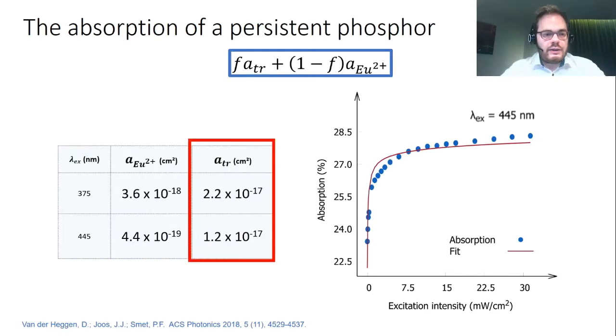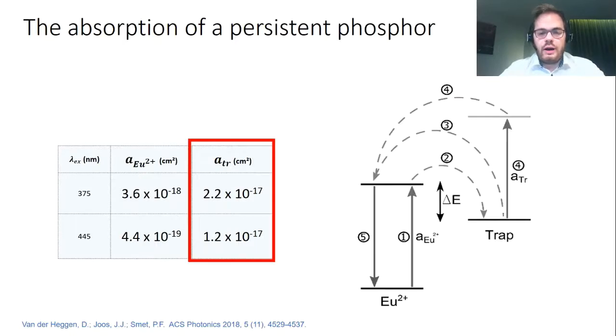The results we get out of this are as follows, and the exact numbers are not really that interesting, but what is interesting is that the absorption cross-section of the filled traps is actually much higher than the absorption cross-section of the europium 2+. This means that it's much more probable to have optical detrapping than it is to have optical trapping, and that in fact optically stimulated luminescence by excitation light represents an actively limiting mechanism, limiting the storage capacity of our phosphor.